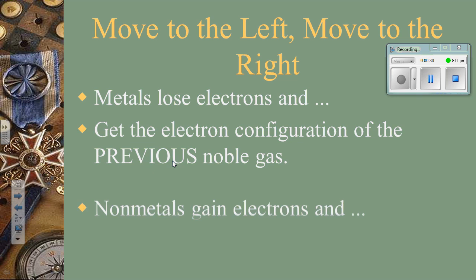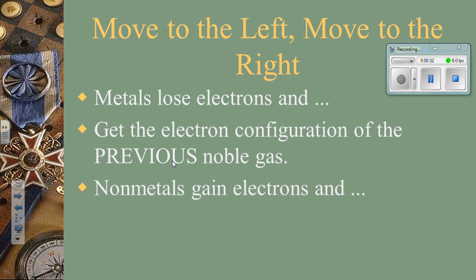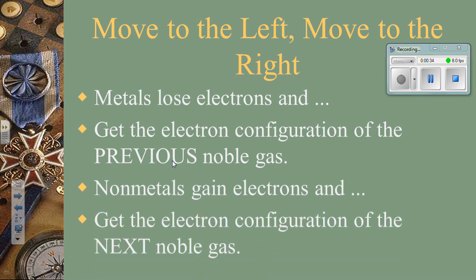periodic table. Nonmetals will do the opposite. They'll gain electrons and they will get the electron configuration of the next noble gas. Remember, noble gases are ones which have conformed to the octet rule with 8 electrons in their outermost energy level, a filled outer energy level.